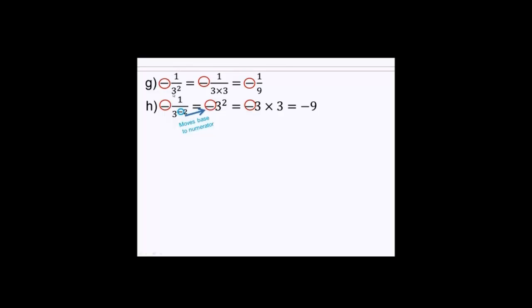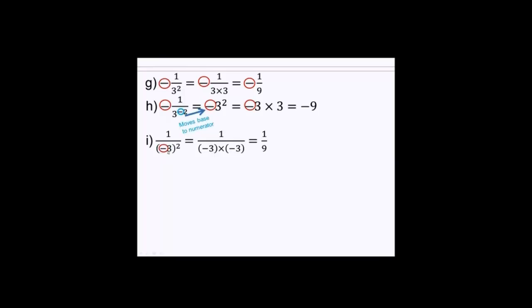So this 2 is saying I have 2 copies of 3 in the denominator. 3 to the negative 2. That negative 2 is moving the base of 3 to the numerator, and having the exponent become positive.